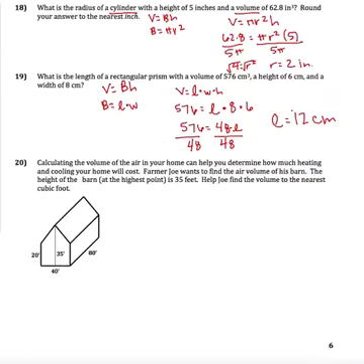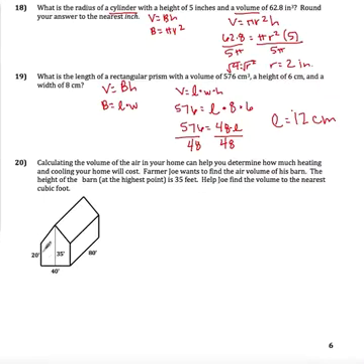And number 20 is a little bit more difficult. It says calculating the volume of air in your home can help you determine how much heating and cooling your home will cost. Farmer Joe wants to find the air volume of his barn. The height of the barn at the highest point is 35 feet, and so we can see that on our picture. Help Joe find the volume to the nearest cubic foot.